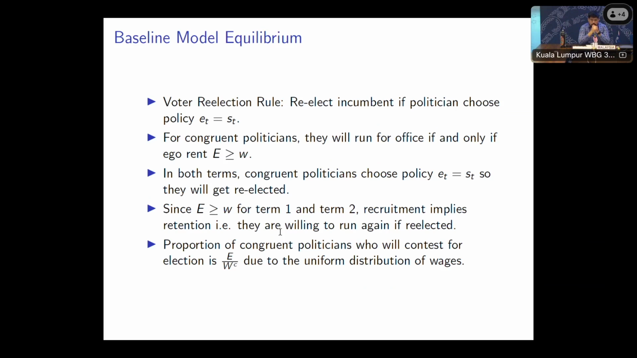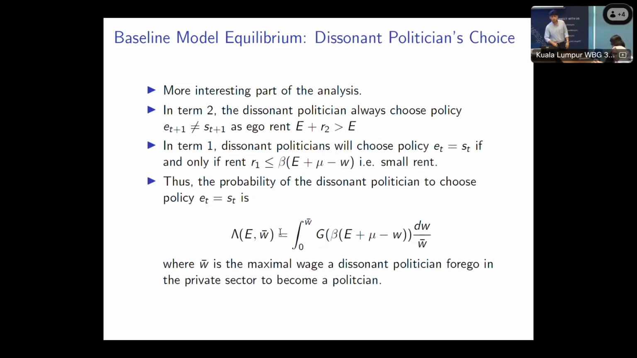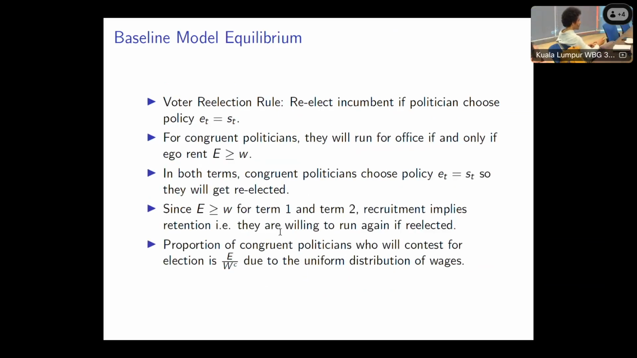So E is conceptually non-monetary. E can be many things. E can be the perks of the office, can be the wages of the politician as well, plus the perks of the office, like having a security guard, all the allowances. So E is conceptualized as the reward that you get if you become a politician in office.